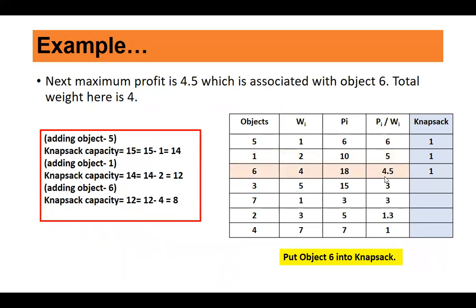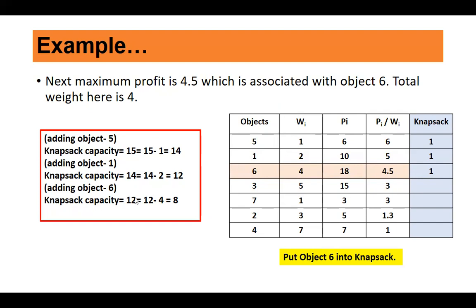Now, next maximum profit, if you look at it, it is 4.5, which is associated with object 6, right? And what is the weight here? Weight is 4, and the capacity is 12. So we can push the whole object 6 into the sack. So we mark it here as 1.